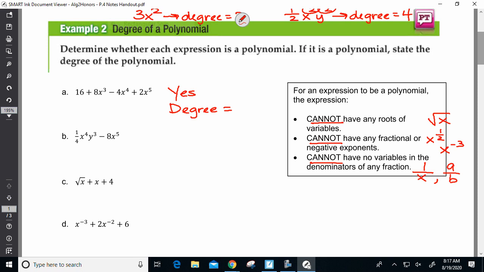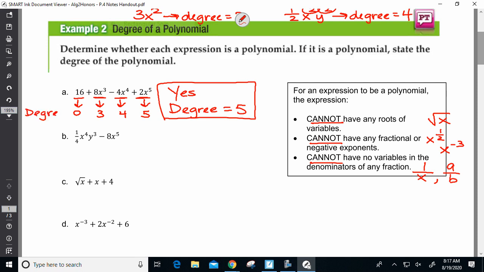So this 16 has a degree of 0. 8x to the third is a degree of 3. Negative 4x to the fourth is a degree of 4. 2x to the fifth is a degree of 5. So the degree is 5. If it's a polynomial, then you give the degree. If it's not a polynomial, you do not have to give the degree.